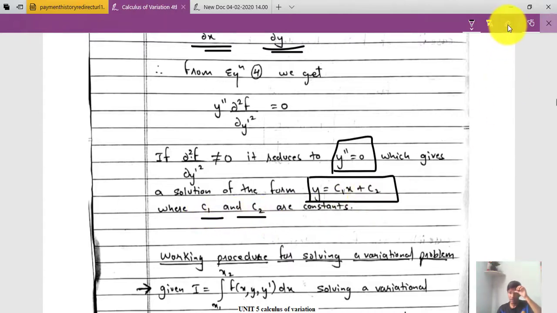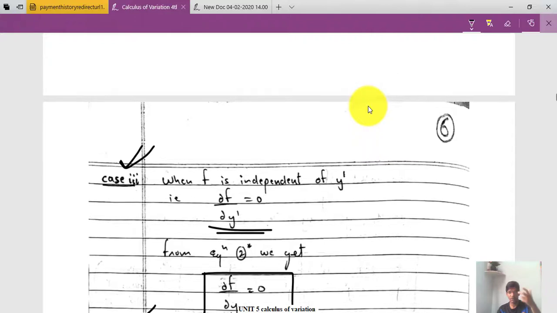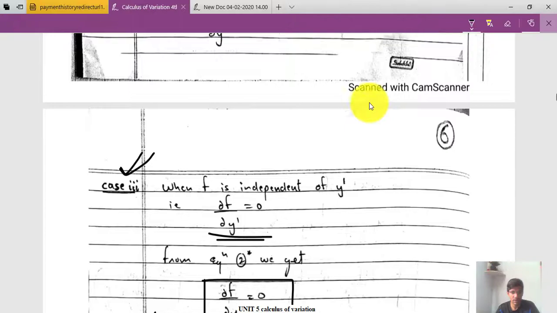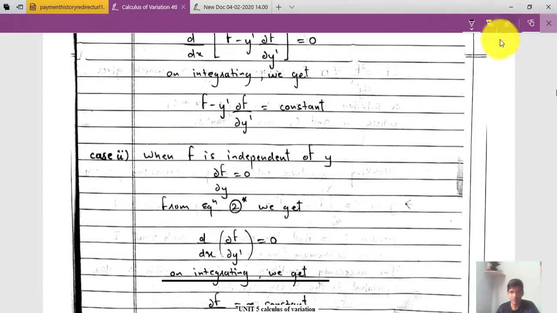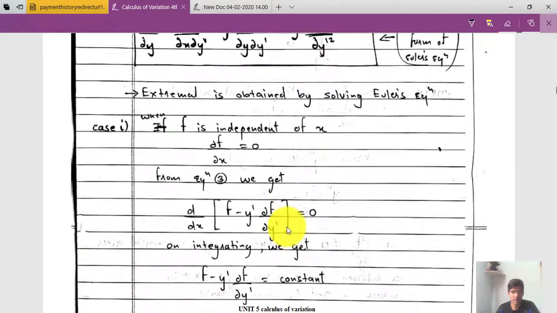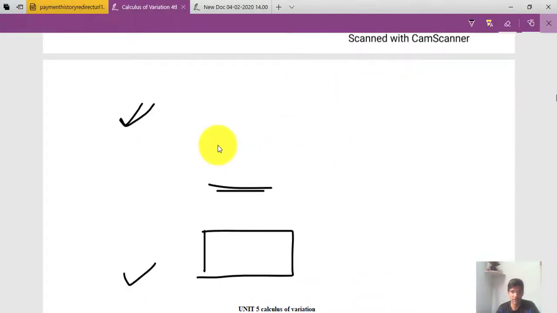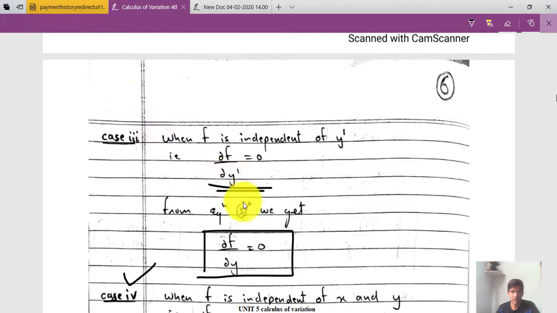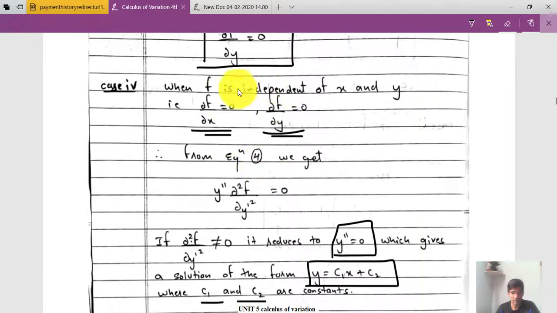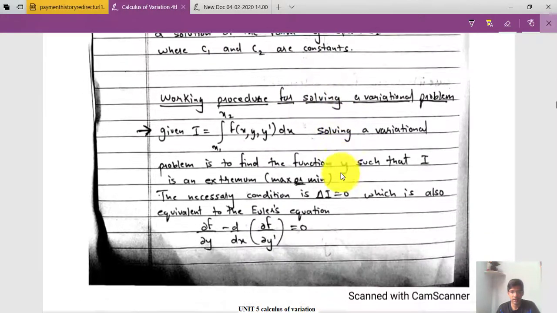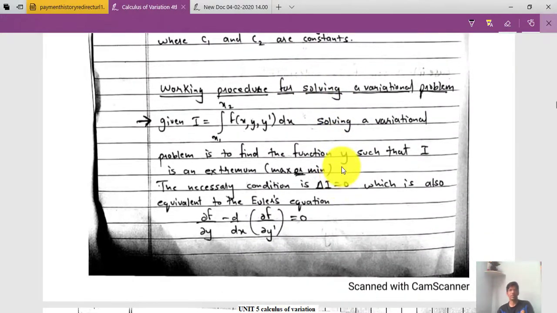So as I said, you should know Euler's equation. What is Euler's equation? And another two forms of Euler's equation. Apart from that, you should also know these conditions: case 1, when f is independent of x, when f is independent of y, when f is independent of y prime, and when f is independent of x and y. So this is very useful while solving problems. So let us see its working procedure. So what is its working procedure?